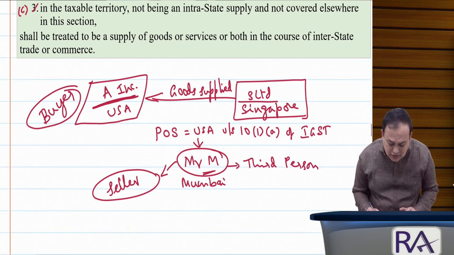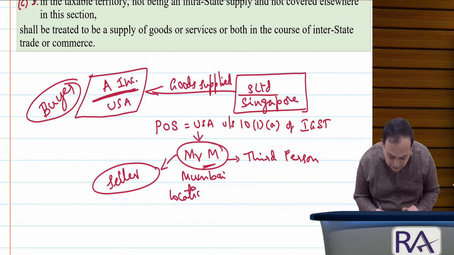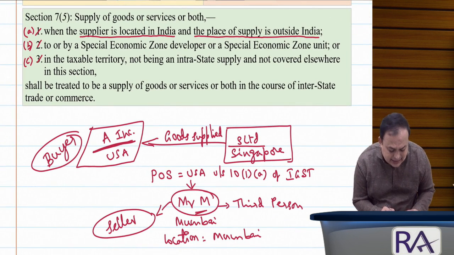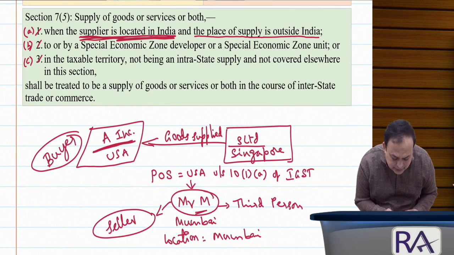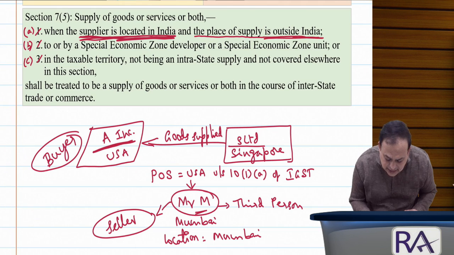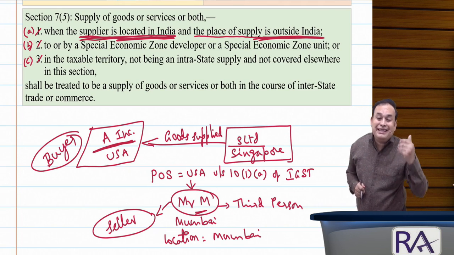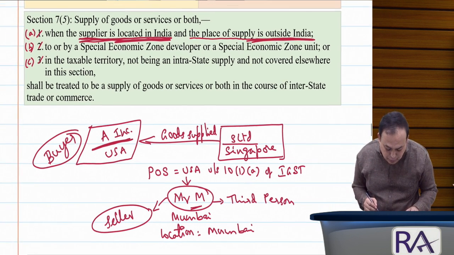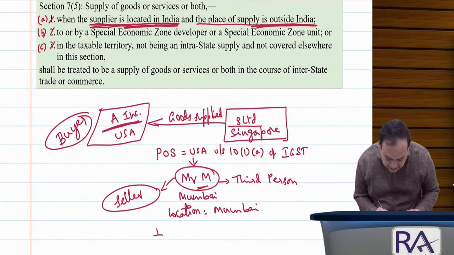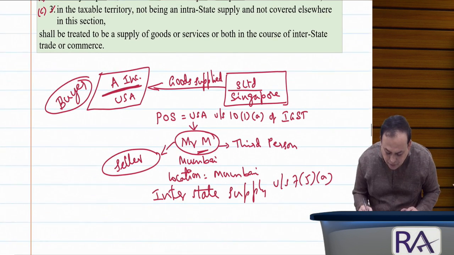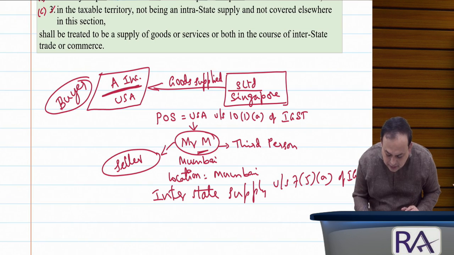If so, the location of the supplier of the goods is in Mumbai. That means what, my dear sir? The location of the supplier is in the taxable territory. Section 7(5)(a) says the supplier is located in the taxable territory and the place of supply is outside India. In that case, what type of supply is it? It is called interstate supply. From M of Mumbai's point of view, it is interstate supply as referred under section 7(5)(a) of IGST. Got the clarity, my dear sir?